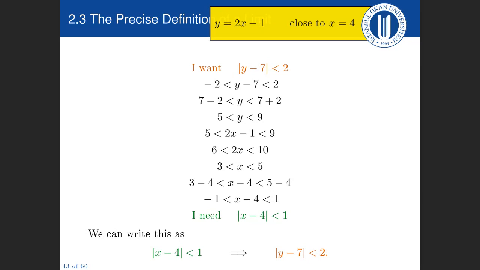We can write that like this. The absolute value of x minus 4 less than 1 implies that the absolute value of y minus 7 is less than 2. If the absolute value of x minus 4 is less than 1, then the absolute value of y minus 7 is less than 2.